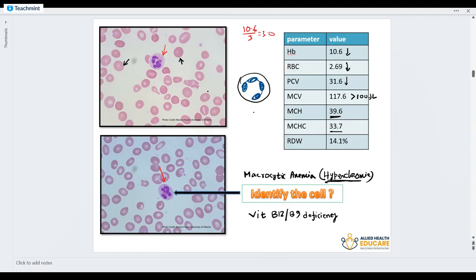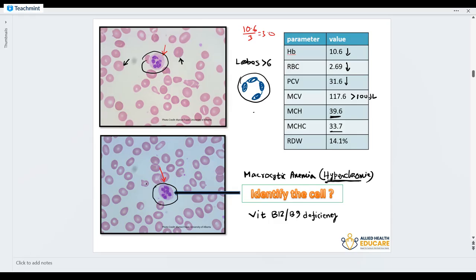So there are 3 to 5 lobes at maximum. In case of macrocytic anemia caused by vitamin B12 deficiency or B9 deficiency, you may find the hyper-segmented neutrophil. Hyper-segmented neutrophil means the lobes of the neutrophil may be greater than 6. This is called hyper-segmented neutrophil. You can see from the picture, this is a hyper-segmented neutrophil, and this is also a hyper-segmented neutrophil.